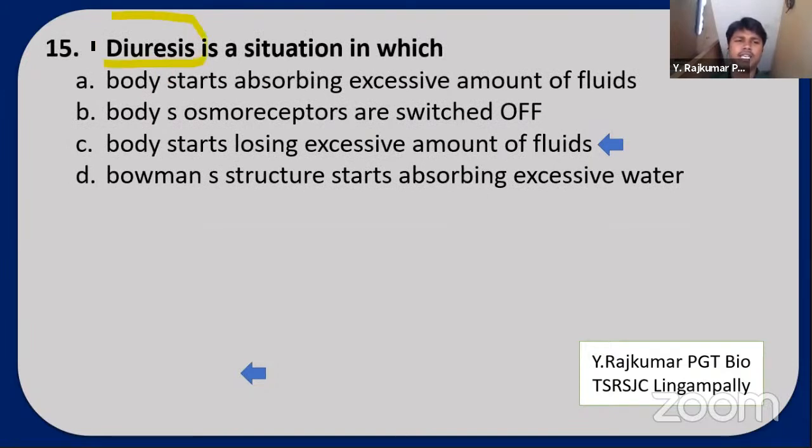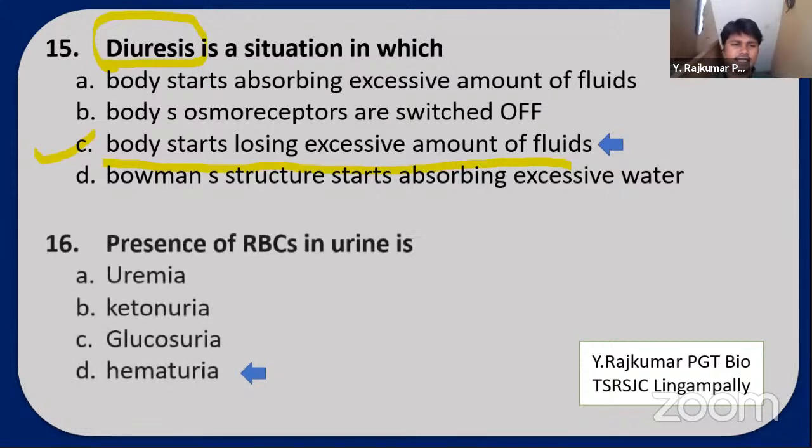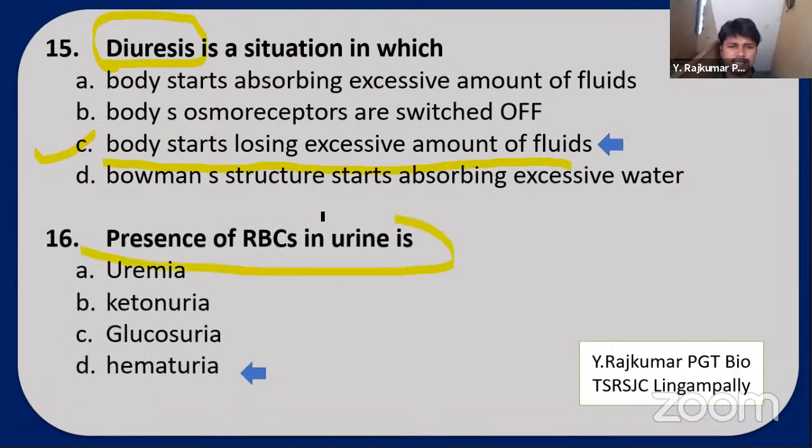Diuresis. What is meant by it? The name itself says diuresis means a dilute condition. That means when it is so dilute, we start losing more amounts of water from the body. That's called diuresis. So which one is the right answer for this? C is the right answer. What C says: body starts losing excessive amounts of fluids. So this condition of losing excessive amounts of fluids from the body is called diuresis. Okay. Let us see the last question, that is the 16th question.